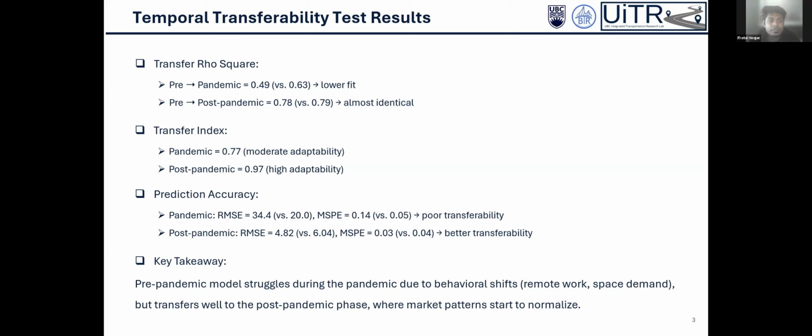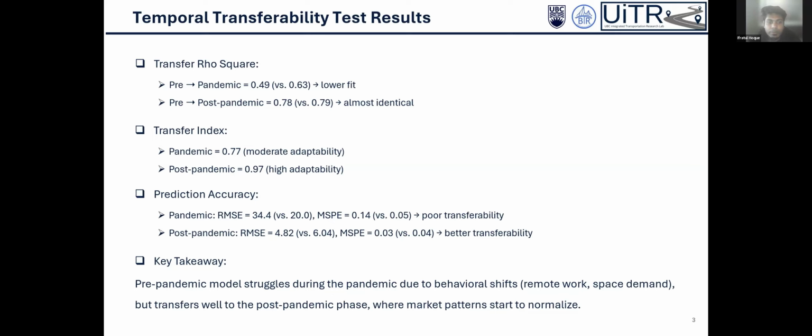For the transfer index value, when applied to pandemic time, it's 0.77, which indicates moderate adaptability, but in post-pandemic time, it increases rather significantly, indicating high adaptability. And in terms of prediction accuracy, in pandemic time, the RMSE is 34.4 for the transfer model versus 20 for the locally developed, context-specific model, and MSPE is 0.14 versus 0.05. This is quite different, which indicates poor transferability.